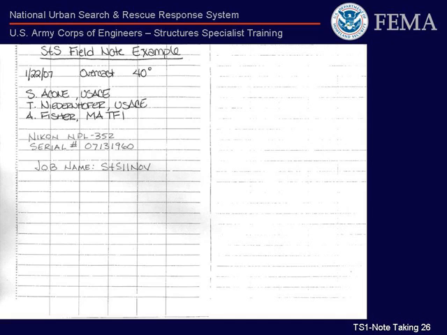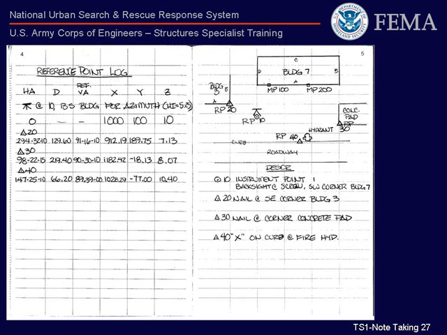The next 2 pages should include the incident name, date, and time, weather, including temperature and pressure if available, the STS name and task force in case the book is lost. This page should also include the instrument information, including the model name, serial number, and job information. Data recording of monitoring begins on pages 4 and 5 with the instrument and control points.